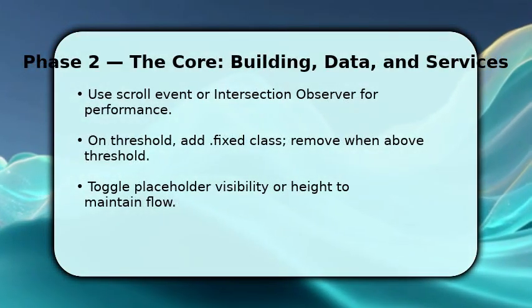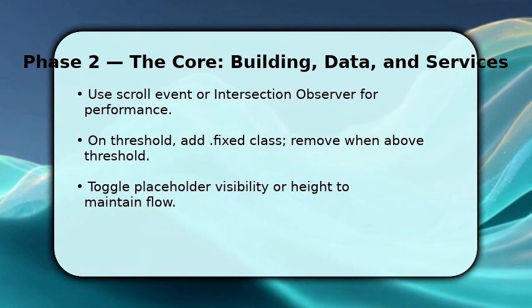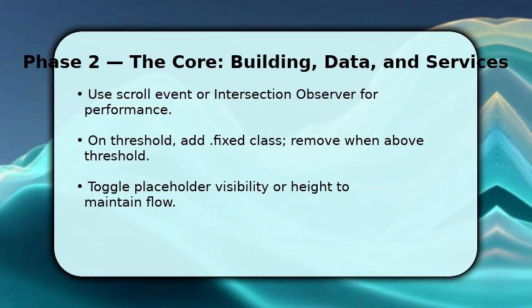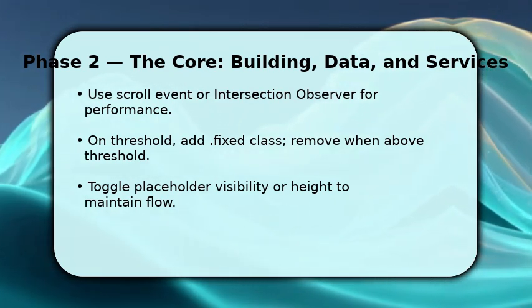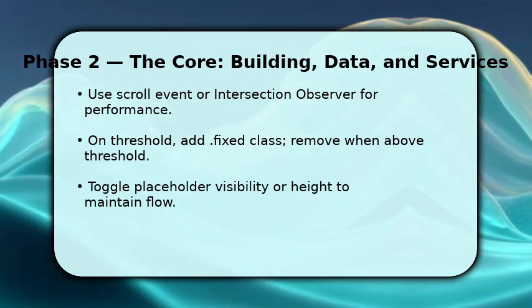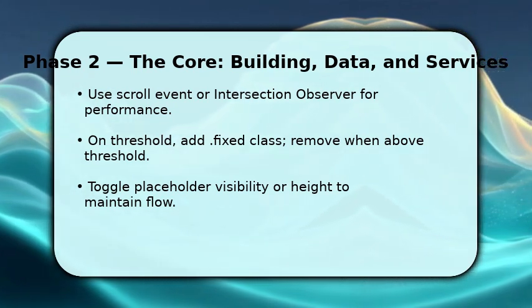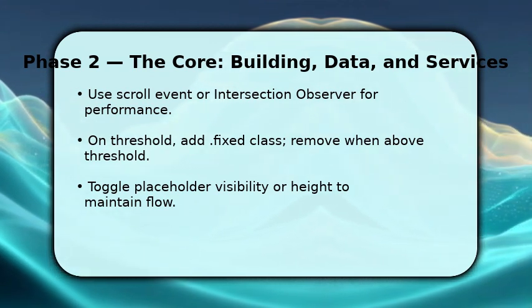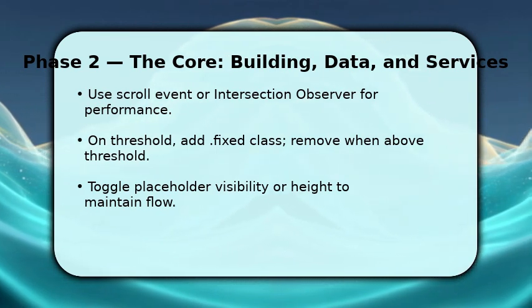You'll implement the core logic next. Use an optimized approach, either a debounced scroll listener or intersection observer to watch when the navbar reaches the top. When crossing the threshold, add a fixed class that applies position: fixed, top: 0, width: 100%, and maintain the original height. Once the navbar returns above the threshold, remove fixed and hide or collapse the placeholder. This prevents reflow issues and keeps scrolling smooth. Avoid heavy work inside the handler to maintain 60 FPS.